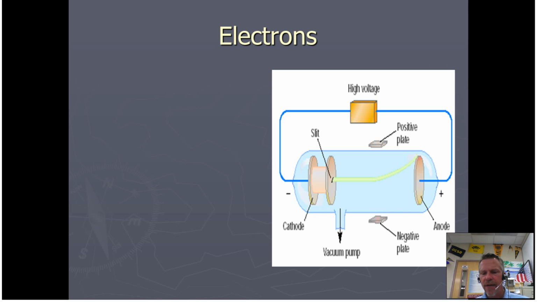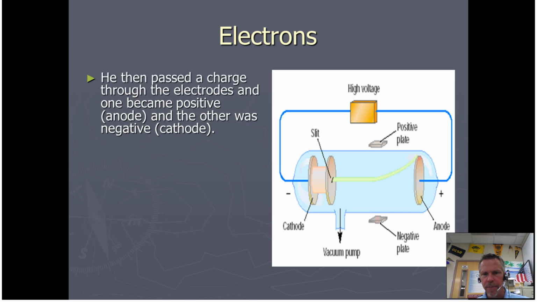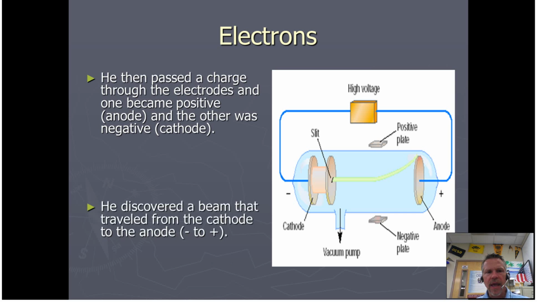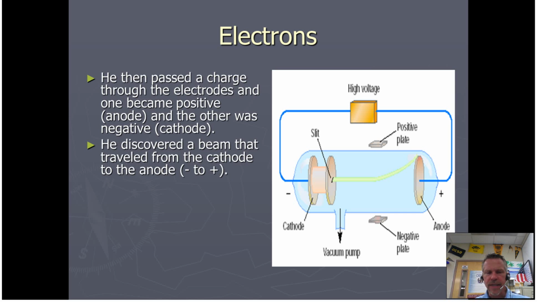If you modify that setup just a little bit and put another disc right here that isn't connected to the electricity, but instead has a tiny slit right in the center, you can get a thin beam of electrons that move from this negative side towards this positive side of the cathode ray tube. Thomson realized that this beam was what was carrying the electrical current.